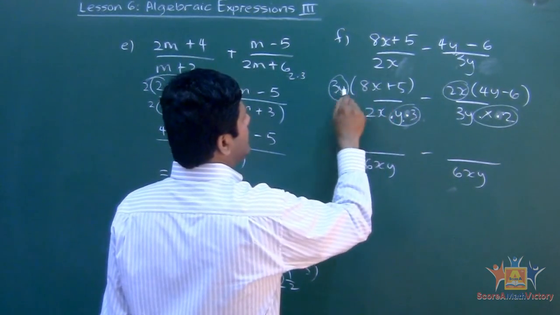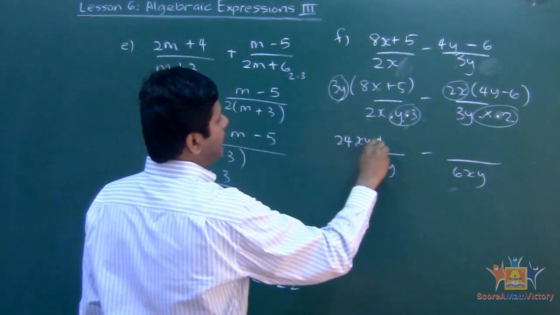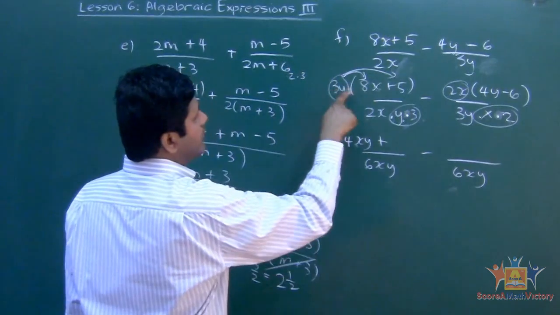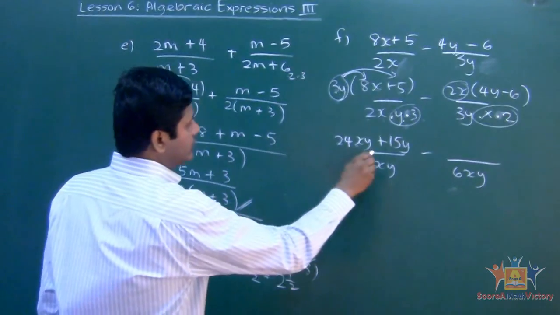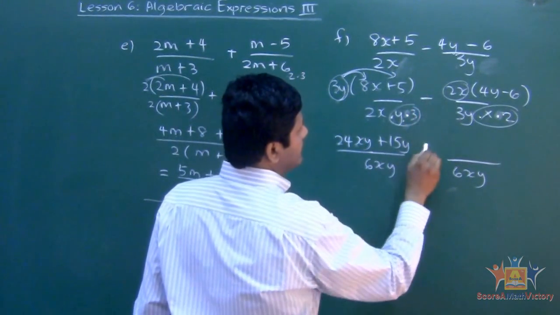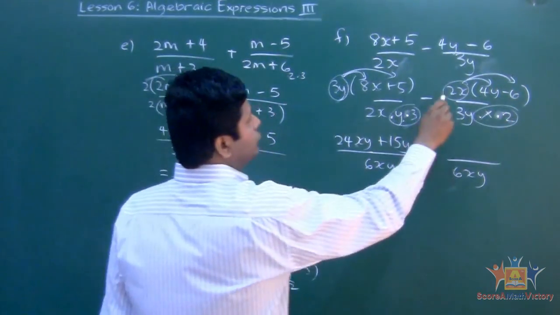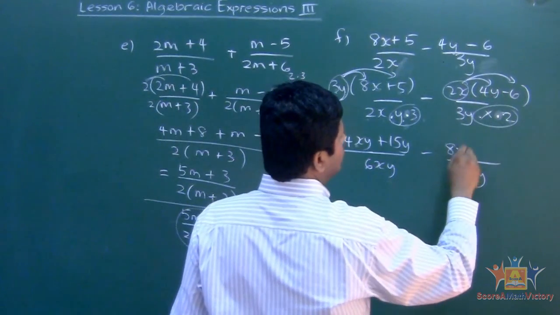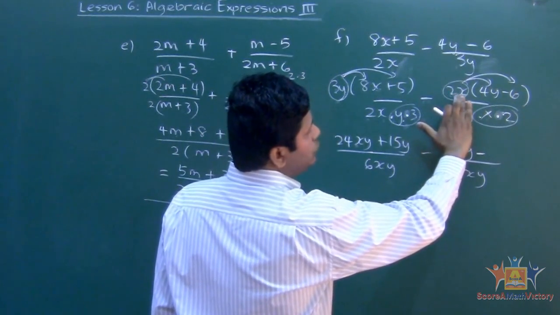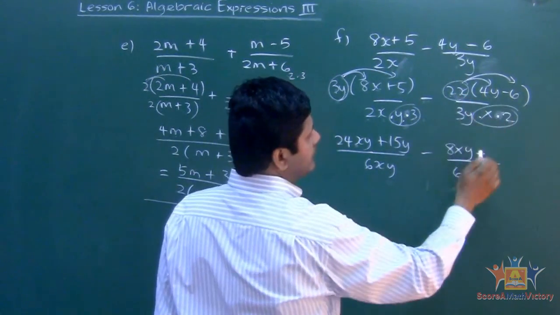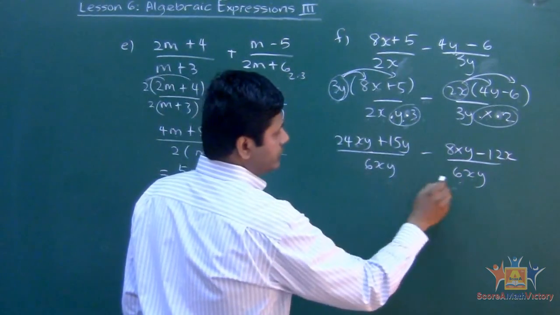3y times 8x. 3 times 8 is 24xy, because y times x is xy, plus, because I'm using the shooting arrow method, 3 times 5 is 15y. Alright, so expanding it, so far this is good. Now we're going to keep the minus, so we're just going to distribute the 2x to 4y and the negative 6. So 2 times 4 is 8, x times y, xy. Minus, see this negative is still there, I'm not touching this negative, so I'm just distributing 2x times 6, 12x.